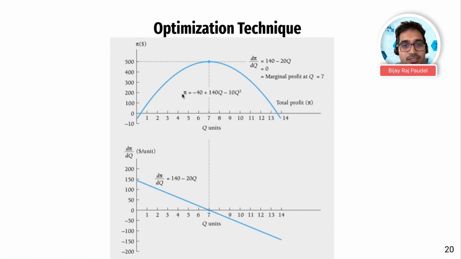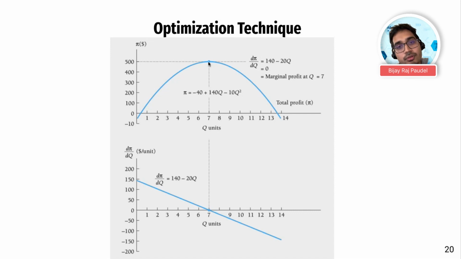So this nice equation, minus 40 plus 140q minus 10q square, has this kind of graph. It goes up and then goes down like an inverted parabola. So the maximum will be at a point where the derivative is 0. So derivative is 0, meaning slope is 0. If you go from the left and up, you will always have some incline, so slope will not be 0, but at the top, you will have the slope of 0.